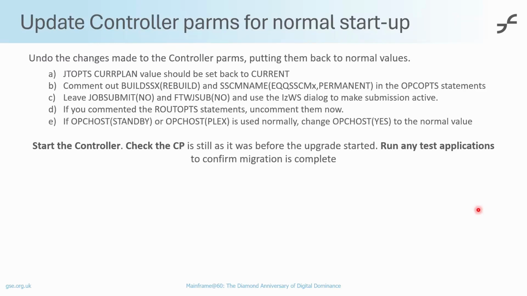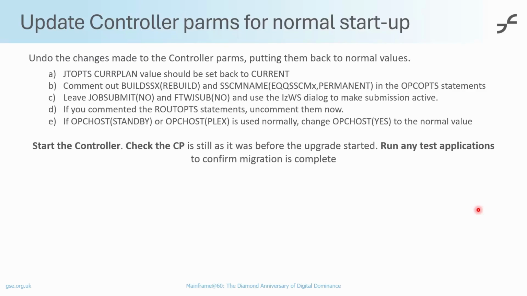And then again, you need to update your controller back to the values that you need to use for the normal startup. So the current plan value should be set back to current. You need to comment out both the build SSX and SSEM name values in the OPC options. Leave job submit and fault tolerant job submit to no, and use IzWS dialog to make the submission active once you restart your controller.